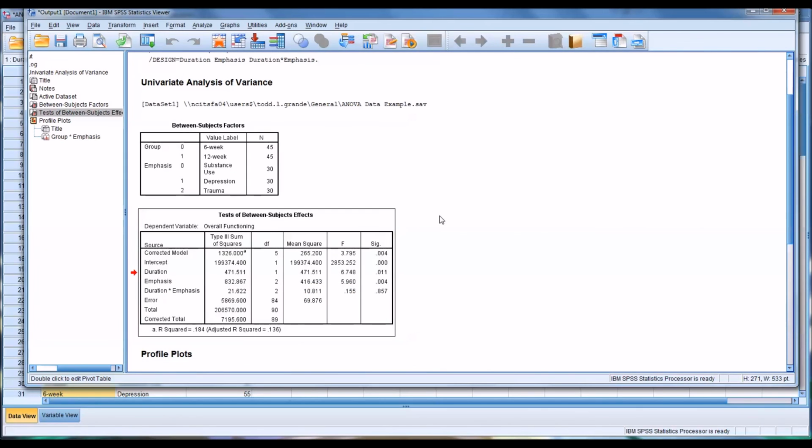So that's how to interpret the results of an ANOVA.